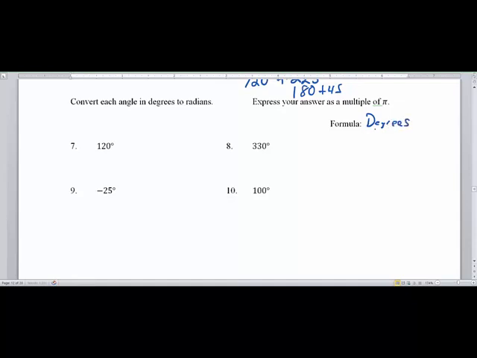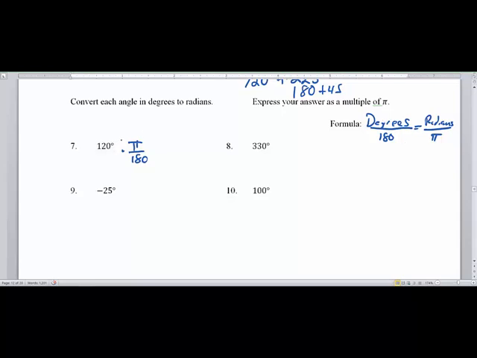So take your degrees divided by 180, and that's equal to the radians divided by pi. So if you're going to convert from degrees to radians, we're going to multiply by pi over 180. And that is going to mean that the pi is going to come up here into the numerator, so we can get our degrees into the radians position.